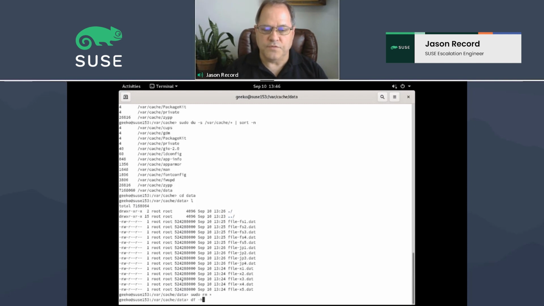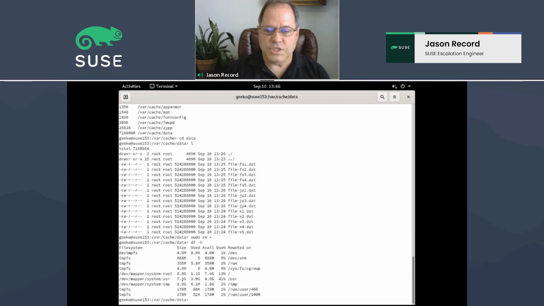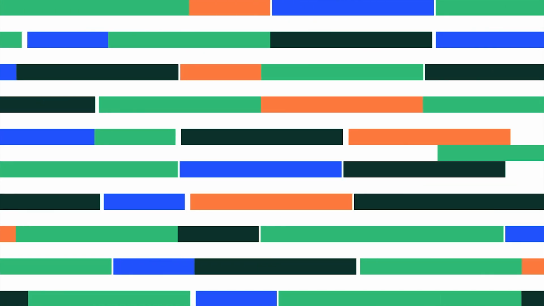So we'll remove all those files and then recheck, and now we're at 13% on root instead of 95%, and we have 7.4 gig available. So that's how we check the disk space. Bottom line, don't run out of disk space.